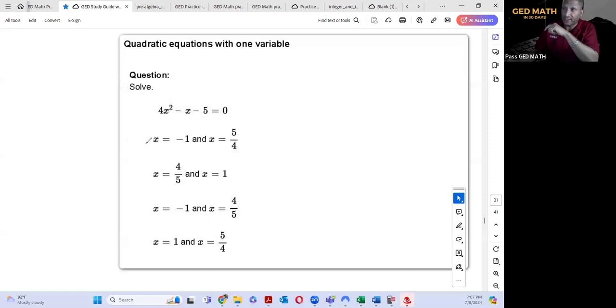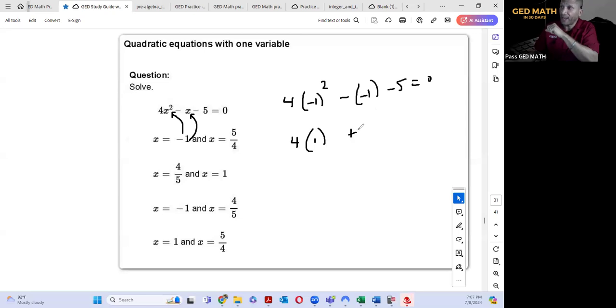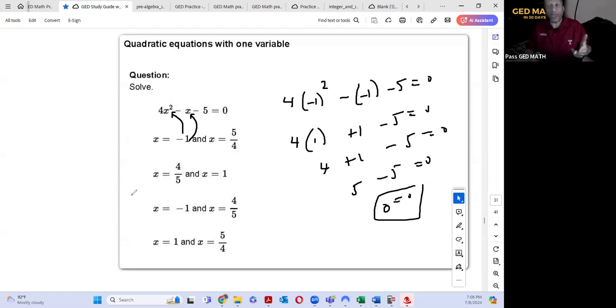Whatever I plug in for x must solve this equation. So 4 times -1 squared minus a -1 minus 5 equals 0. Please excuse my dear Aunt Sally, I must do exponents first. So -1 times -1 is 1. Two negatives make a positive. 4 plus 1 minus 5 equals 0. 5 minus 5 equals 0. 0 equals 0.